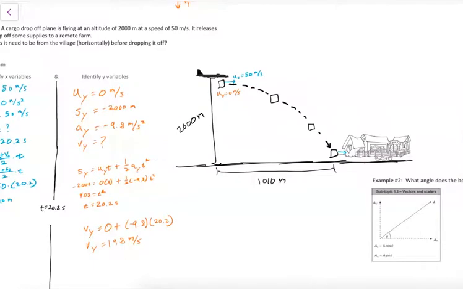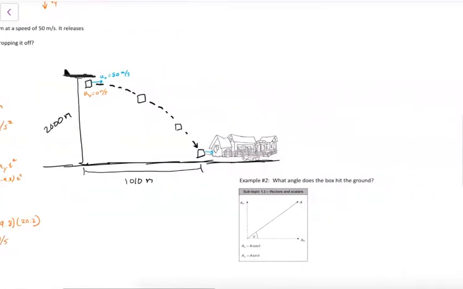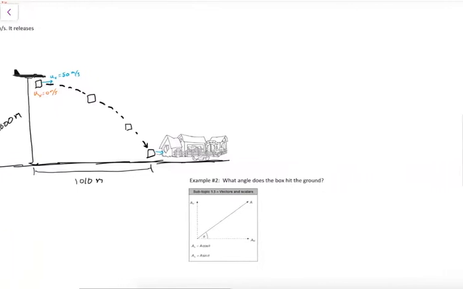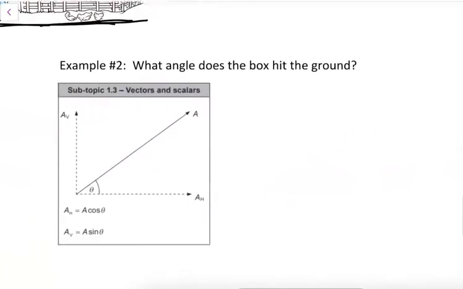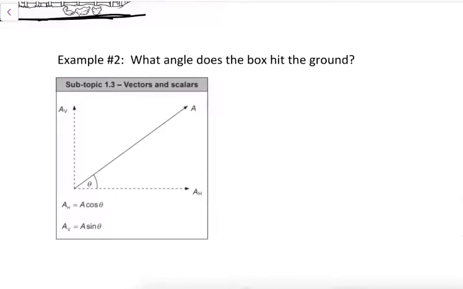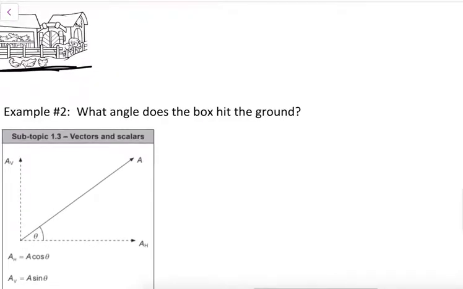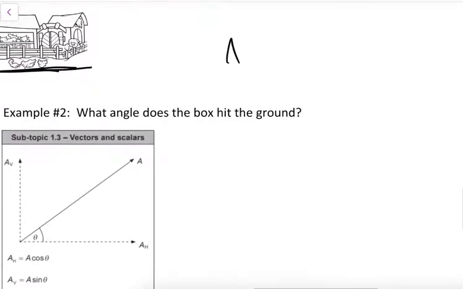Example number 2 starts identifying angles. So what angle does the box hit the ground? And I pulled out an image from your data booklet. This is in your data booklet, so you are always given how to solve for components, the horizontal component and the vertical component. It doesn't include the Pythagorean theorem, so you just need to know that if we're using this, like a_x squared plus a_y squared is equal to a squared, or like a squared plus b squared equals c squared. That's just something you're going to have to memorize.